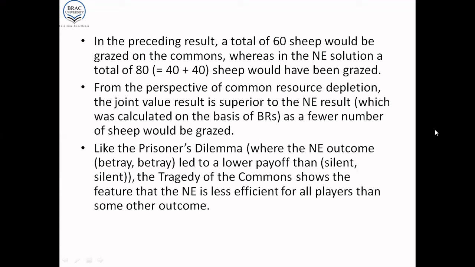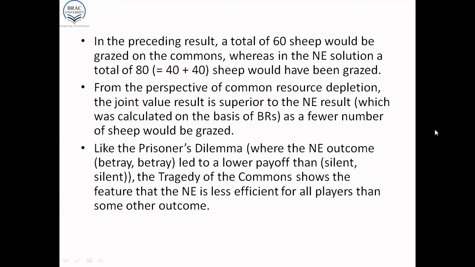So in the joint value maximization problem, we have a total of 60 sheep. In the Nash equilibrium solution, we had a total of 80 sheep. So 60 sheep is better than 80 sheep from the perspective of common resource depletion. The fewer number of sheep you graze on the commons, the less likely it is to be damaged. And the more sheep that you graze on the commons, the more quickly it is going to become depleted.